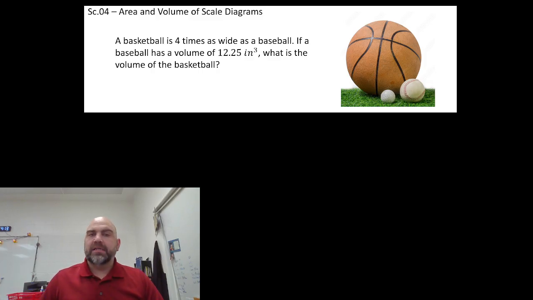We have a basketball. It is 4 times as wide as a baseball. If a baseball has a volume of 12.25 cubic inches, what is the volume of the basketball? All right, now pause the video here. See if you can come up with the answer using that scale volume formula. I'll put it up on the screen there as well.